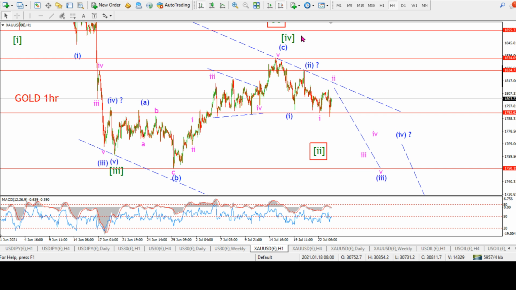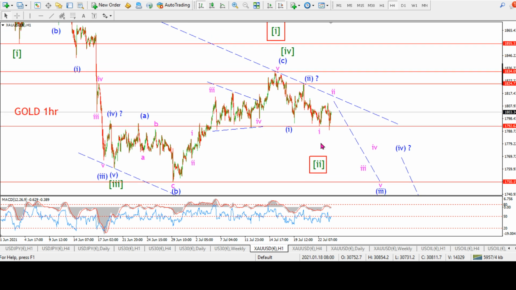Suffice to say, I'm still looking for that 5th wave down. A break of that 1670 area would be pretty good in terms of completing the much larger pattern. And at that point, I would have no problem at all suggesting that people start looking at the long side for gold. For now, I'm just not there yet.